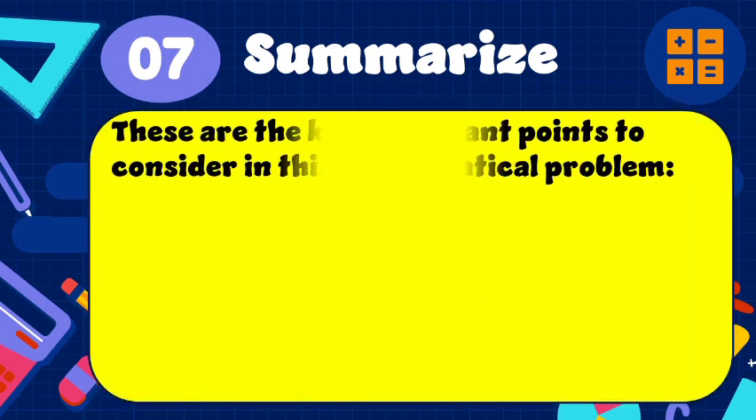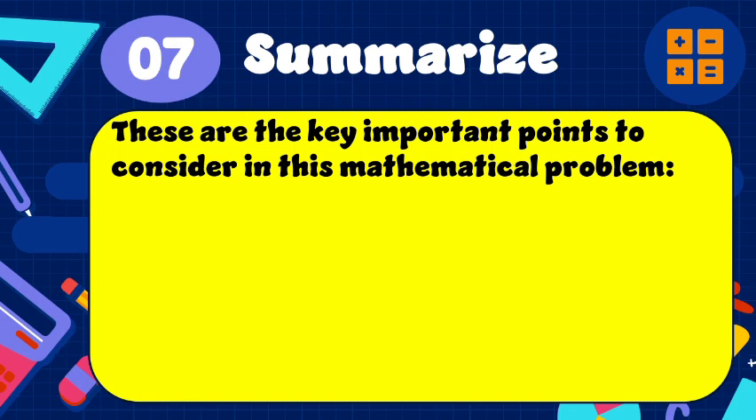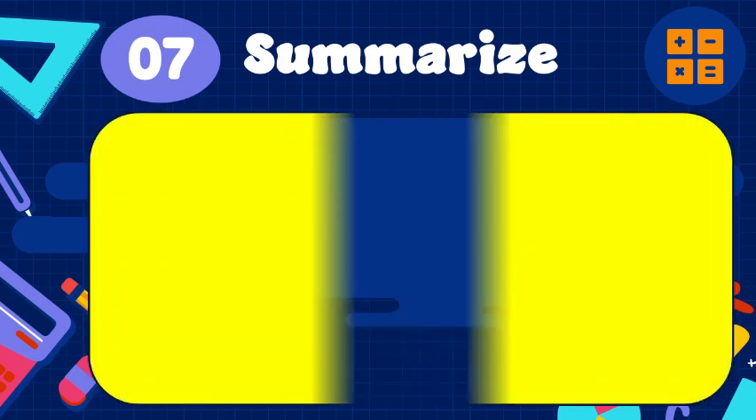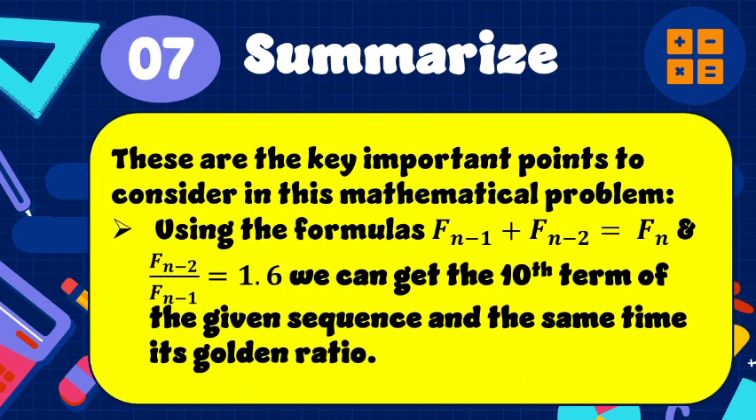in summarizing the problem that we solved, I have here key important points to consider. First, the sum of two consecutive numbers is always equal to the succeeding number in the sequence, and the quotient of the succeeding and the previous number is always equal to 1.6. Second, using the formulas f sub n minus 1 plus f sub n minus 2 is equal to f sub n, and f sub n minus 2 over f sub n minus 1 is equal to 1.6, we can get the 10th term of the given sequence and at the same time its golden ratio.